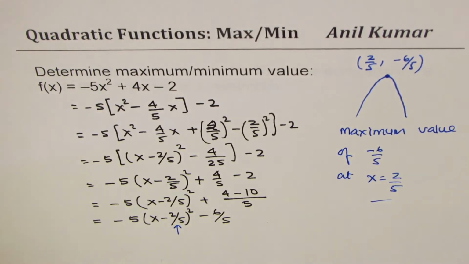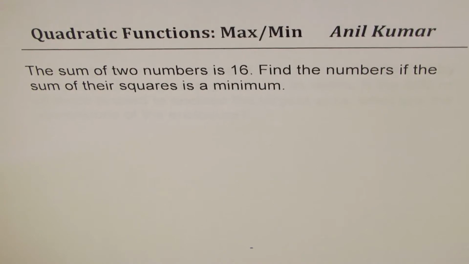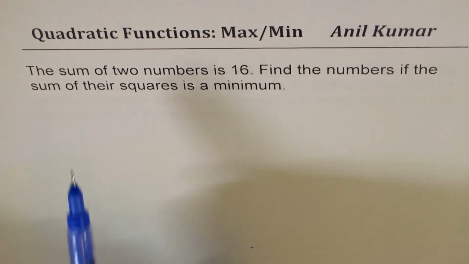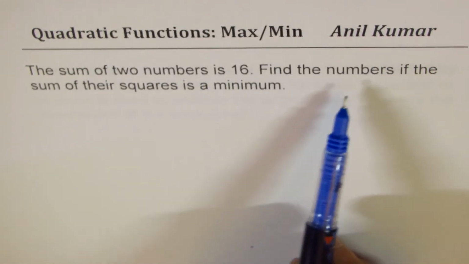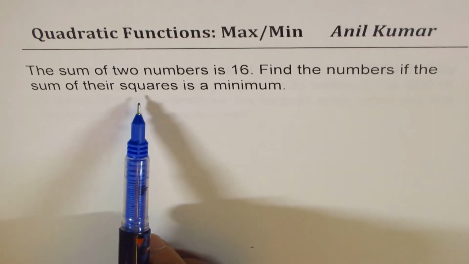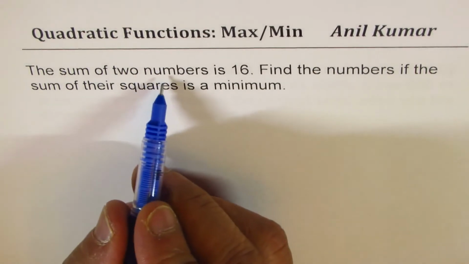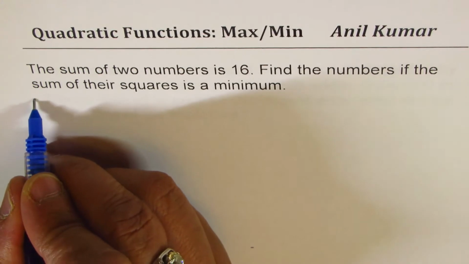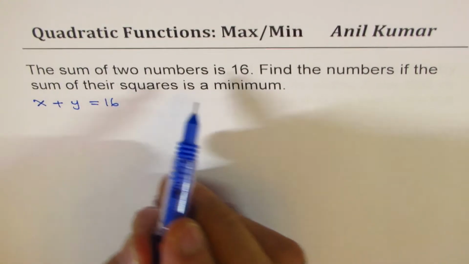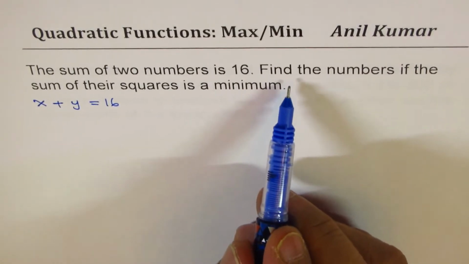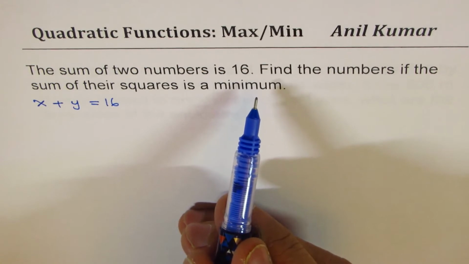Now we'll take the word problems. Here is a word problem based on quadratic functions. The sum of two numbers is 16. Find the numbers if the sum of their squares is a minimum. So let us say the two numbers are x and y. In that case, the equation will be x plus y is 16.